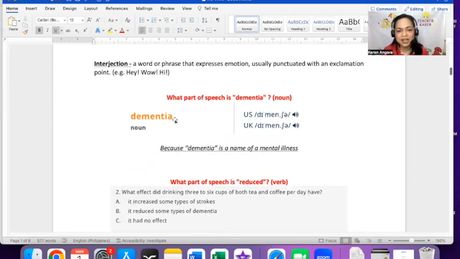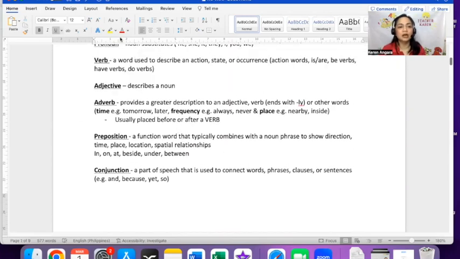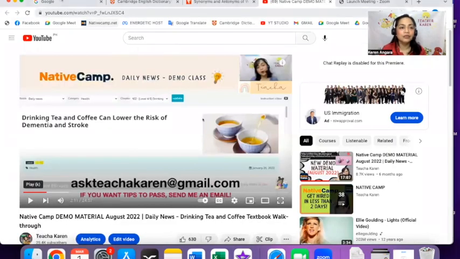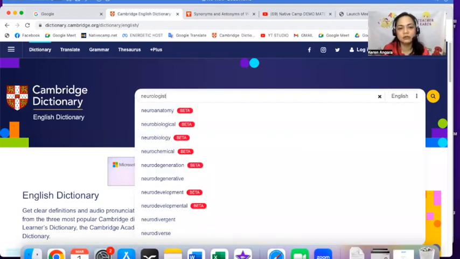Say, for example, dementia is a noun. It's a part of speech. The problem is, what if the interviewer, the admin, asks you a certain word from the article that's not really one of the words and phrases covered by the lesson? So that's going to be the problem. So once again, if it's a part of speech, it's basically among all of these types of parts of speech. And if you want to know more about the part of speech, you basically just have to go to Cambridge English Dictionary.